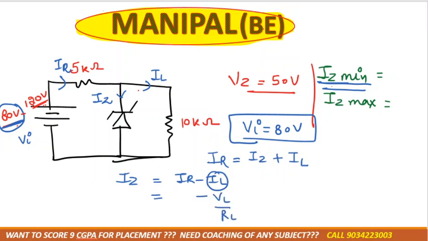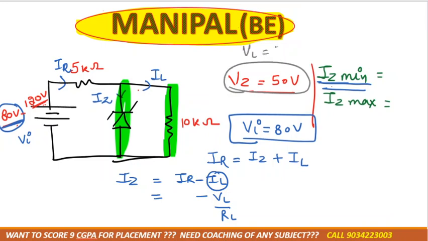As you can see, the current is flowing, so the voltage across the zener diode and the voltage across this one would be the same, correct? So VZ they have given as 50 volts, so can we consider VL is also equal to 50 volt? Now we got the value of VL as 50 volt and we know the value of RL as 10 kilo, right? We need to calculate IR now.